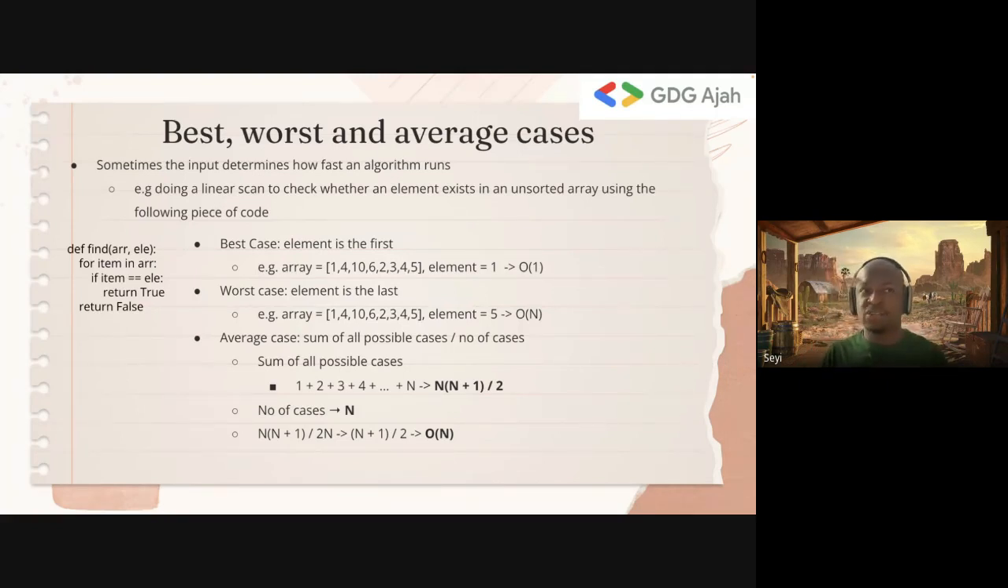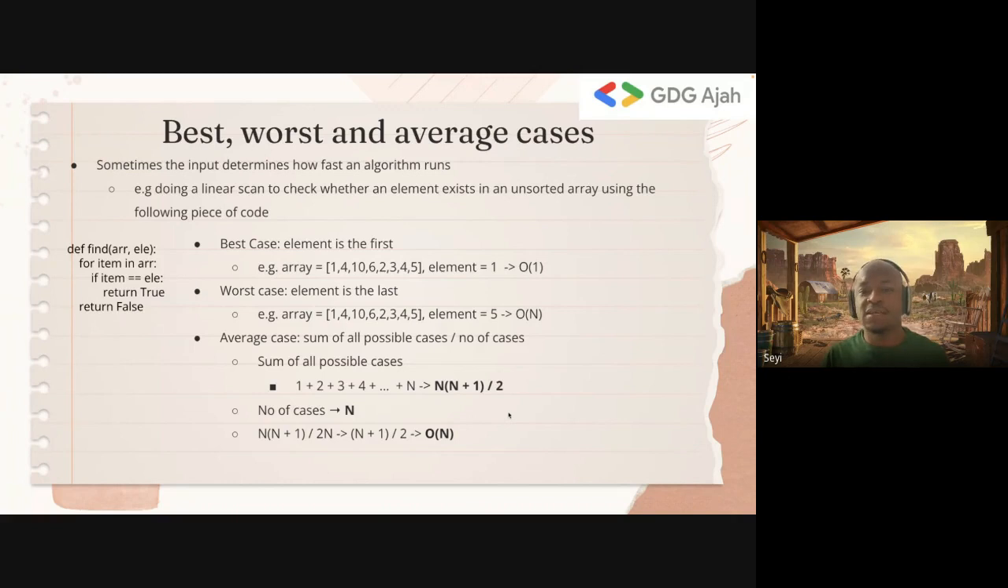The average case is usually the sum of all the possible cases over the number of cases. In this case, the sum of all the possible cases is 1 plus 2 plus 3 plus 4 up to n. You may be familiar with the other pattern I showed you of n, n minus 1, n minus 2, like that. And we know that the sum of all possible cases is n into n plus 1 over 2. The number of cases is n. So if we divide it, we still get O of n. So that is the rationale behind the average case.